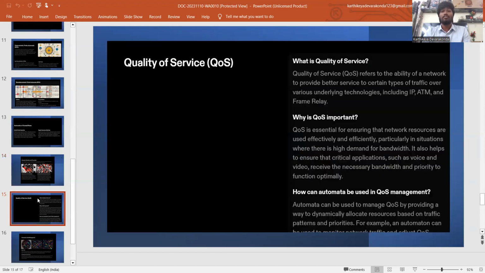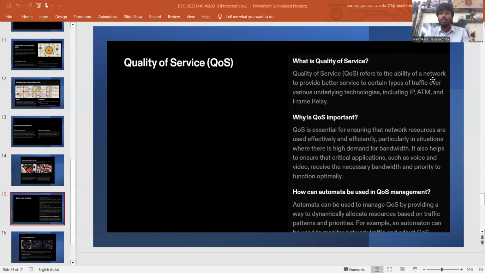Now, quality of service. This is also a type of networking application of finite automata. What is quality of service? Why is quality of service important? How can automata be used in quality of service management? Now we will discuss these three topics. What is quality of service? Quality of service refers to the ability of a network to provide better service to certain types of traffic over various underlying technologies, including IP, ATM, and frame relay.